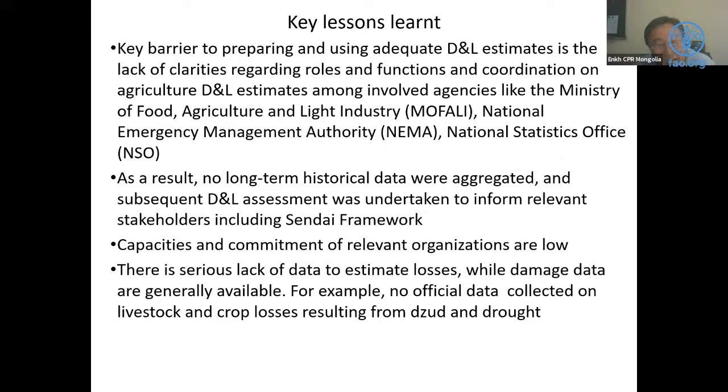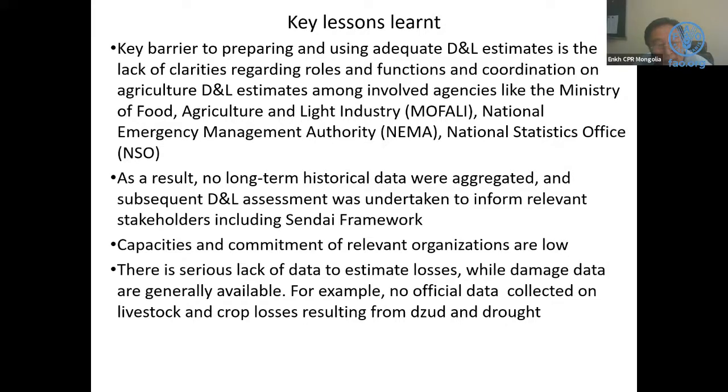As a result, there is no long-term historical data aggregated, and subsequent damage and loss assessment was undertaken to inform relevant stakeholders, including the SINDAI framework. So this is a major issue, the lack of historical data.